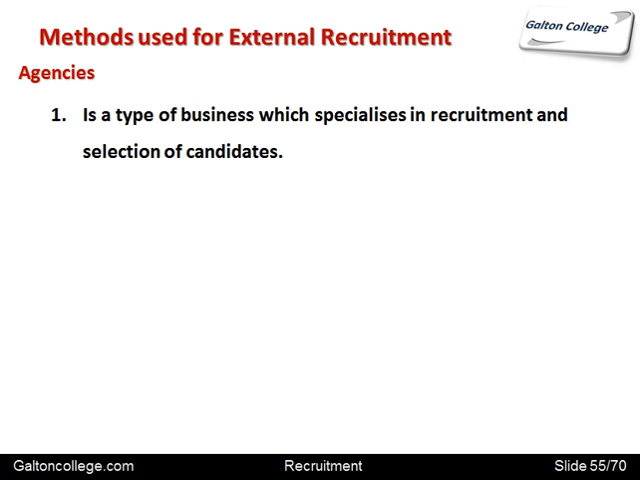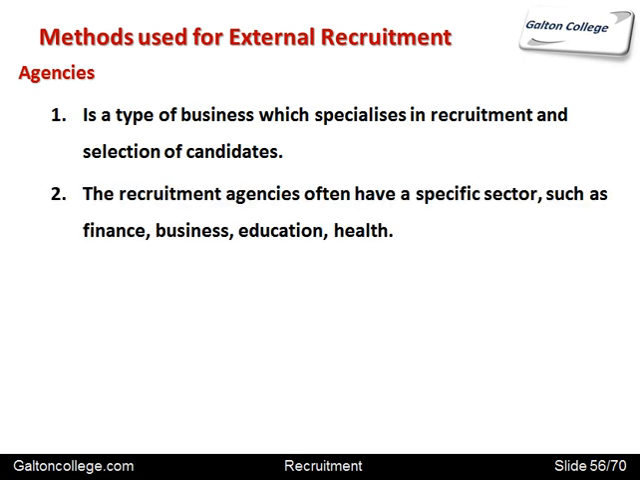They do a lot of the pre-selection. They interview the candidates, prepare the candidates, and make sure that the skills and aptitudes and competencies of the individuals are appropriate to the tasks that are being sought. They're often within specific sectors, such as within finance or business or education or health. So, generally speaking, these type of agencies tend to be sector orientated.